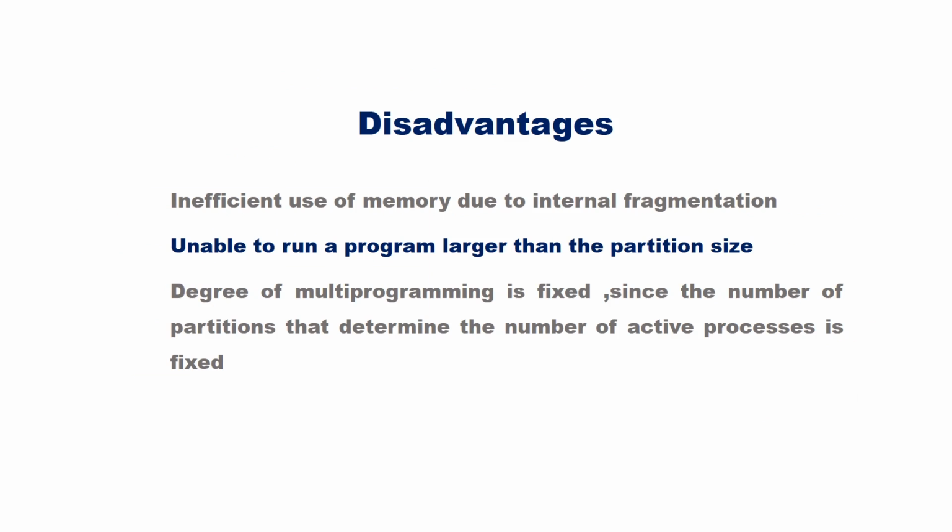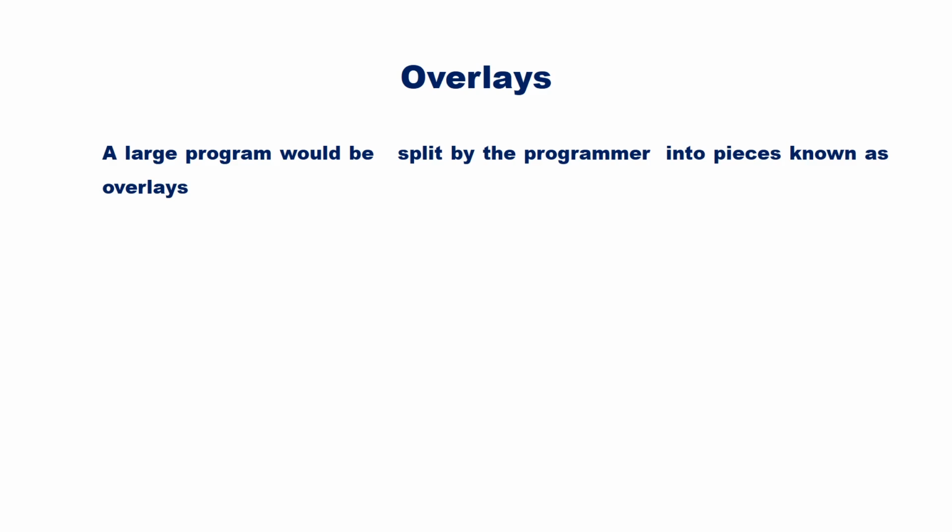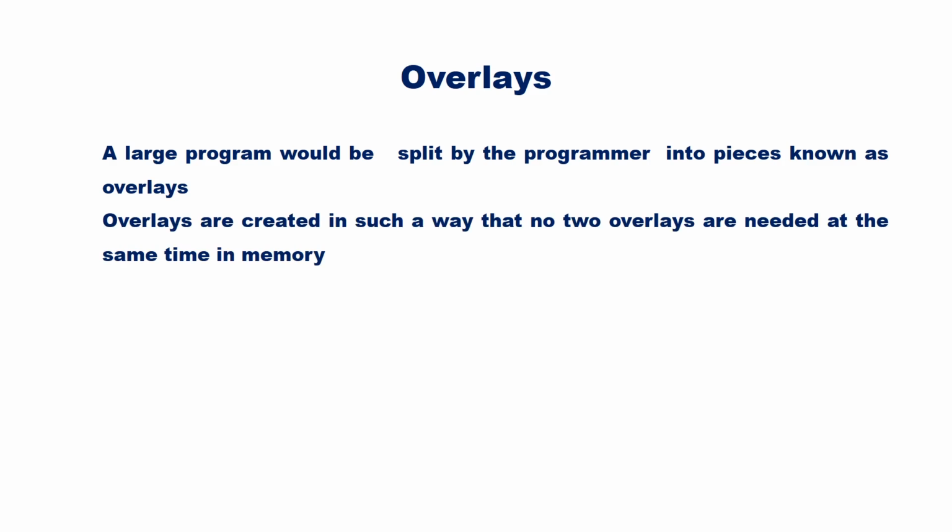In fixed partitioning, it is unable to run a program larger than the partition size. In earlier systems, programmers used a method known as overlays to solve this problem. A large program would be split by the programmer into pieces known as overlays. Overlays are created in such a way that no two overlays are needed at the same time in the memory.